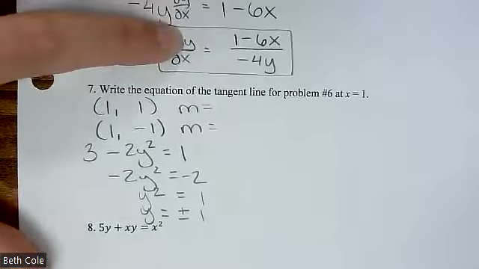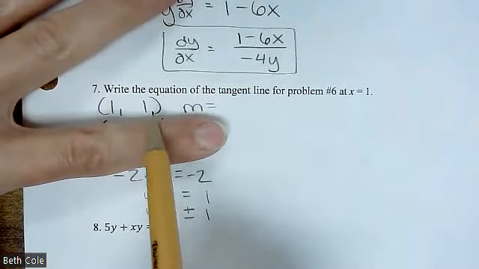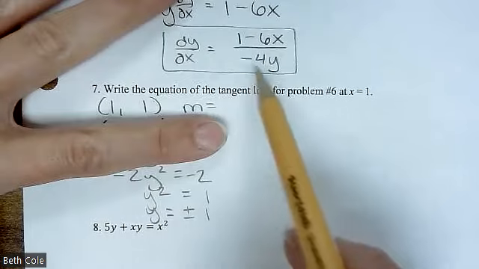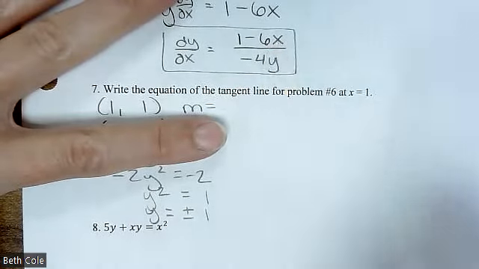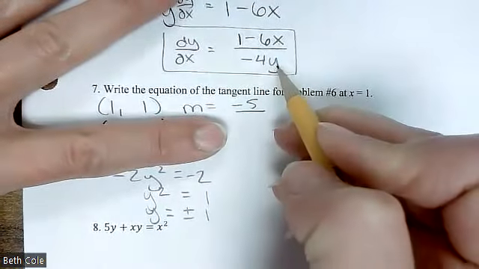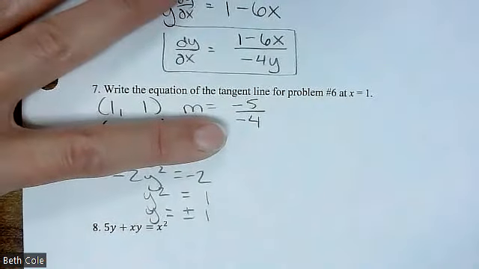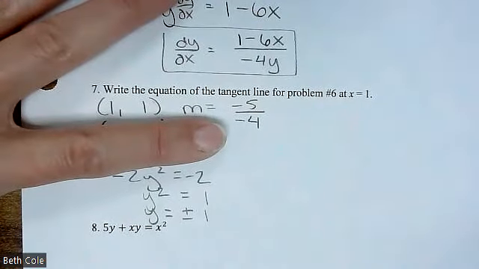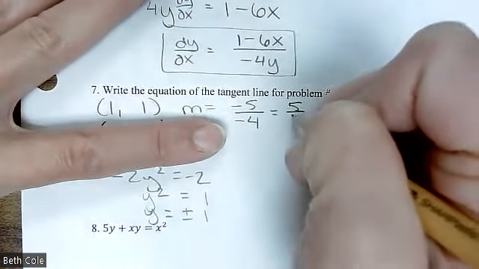Yeah, derivative means slope. So let's do the first one. You're going to plug in 1 for x and 1 for y to this derivative. All right, so if you plug in 1 for x, that'll be 1 minus 6, so -5. And if you plug in 1 for y, that'll give you -4. And so 5/4.